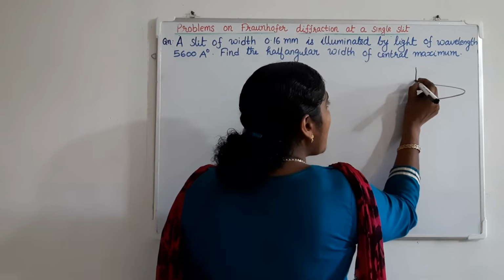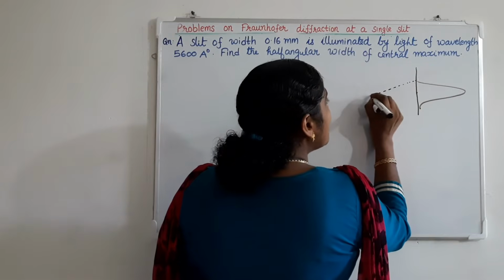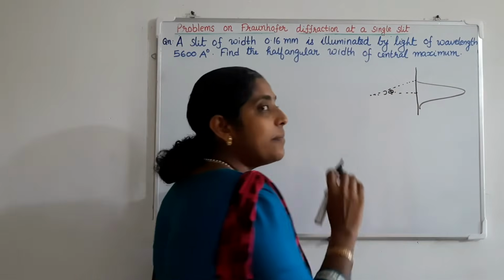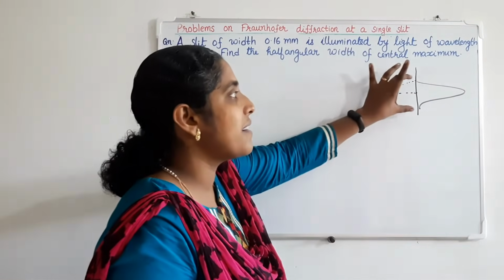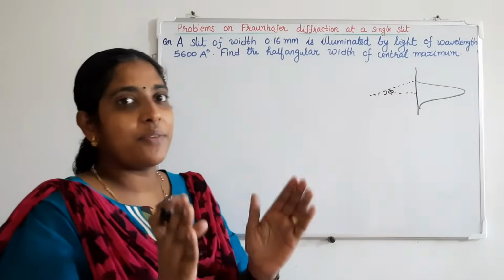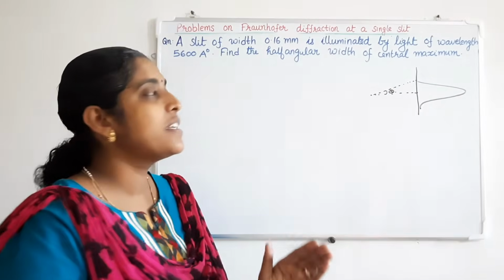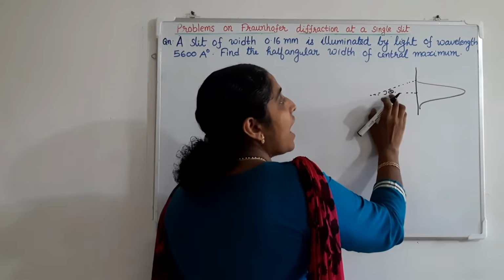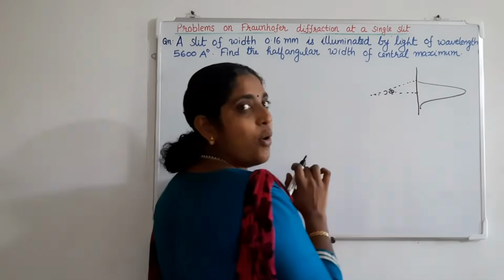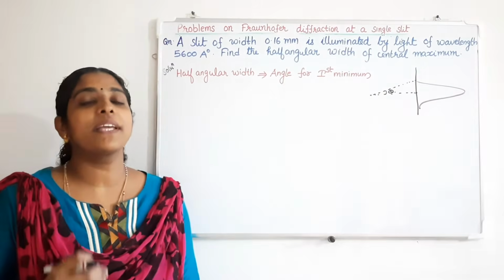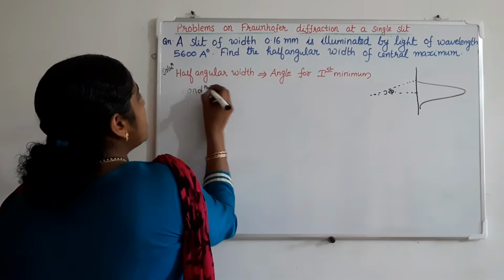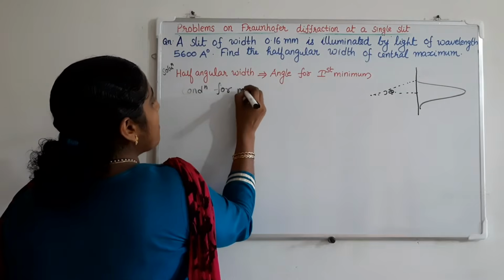Then the half angular width means the angle for which the first minimum occurs, because the central maximum is the distance between the first minimum on either side of it. Then the half angular width is the angle at which the first minimum occurs. So here we can apply the condition for minimum. What is the condition for minimum? d sin theta is equal to m lambda.